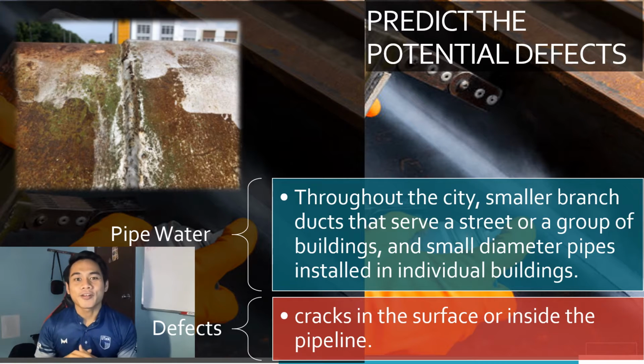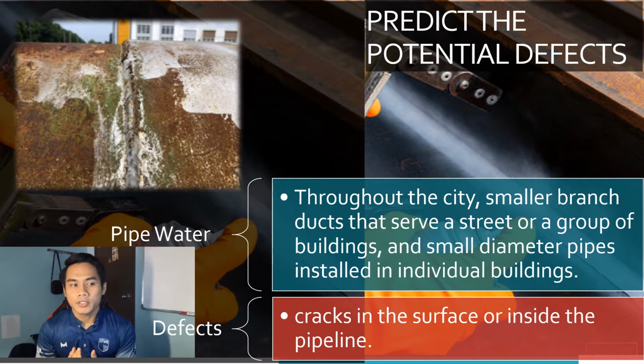Now I will talk about predicting the potential defects that might occur on the surface. As we can see in the figure above, there is a water pipe. Any pipe or tube that delivers purified water to a customer is referred to as a water pipe. For example, we can see a large diameter pipe running through the city and streets, and others inside or outside buildings. That is one example.